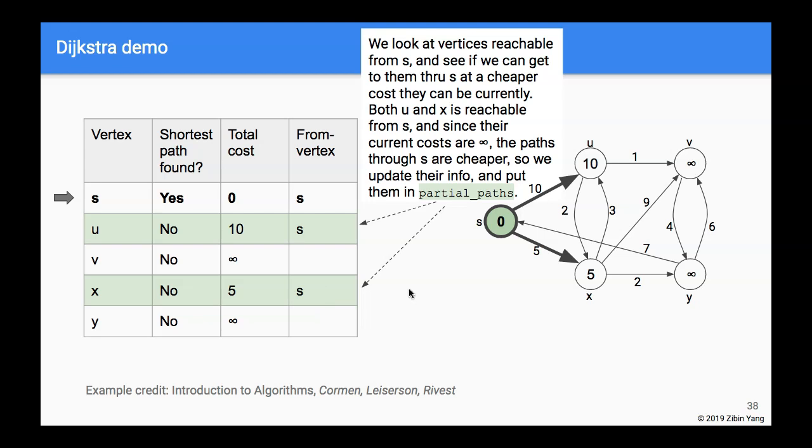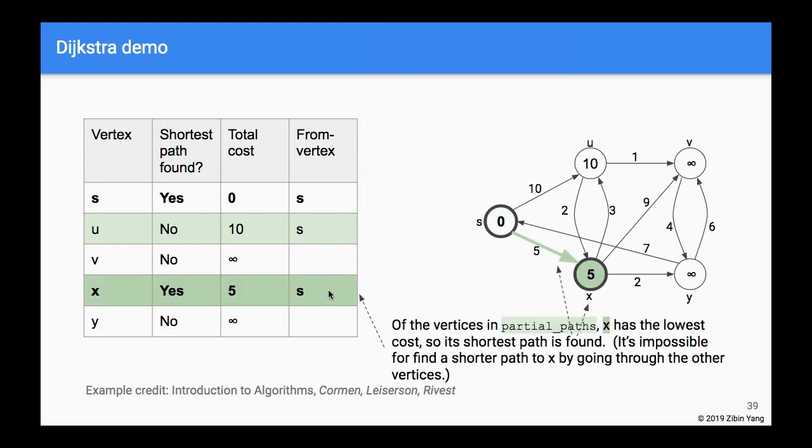Now we're going to repeat the process with the vertices in partial paths. So again, we find the vertex with the lowest cost in vertices that are in partial paths, and in this case it is the vertex X with the cost of 5. So we know then for X the shortest path has been found, because if we go through any other vertex, those would have higher cost, even if they eventually reach X.